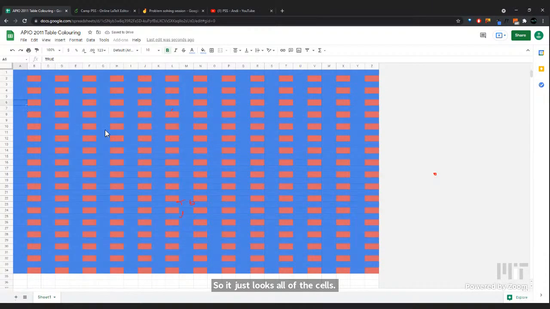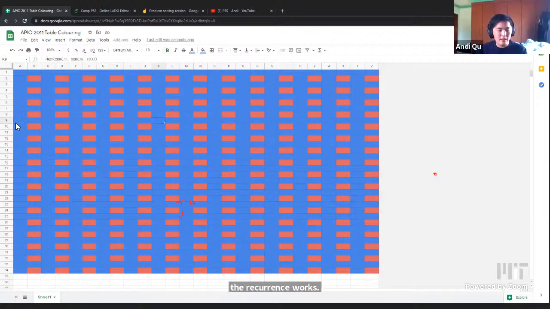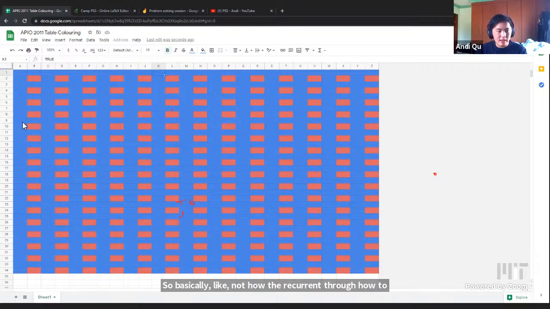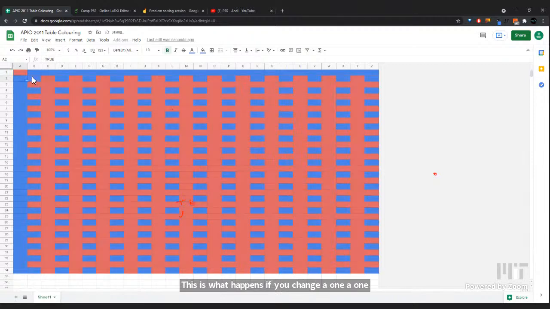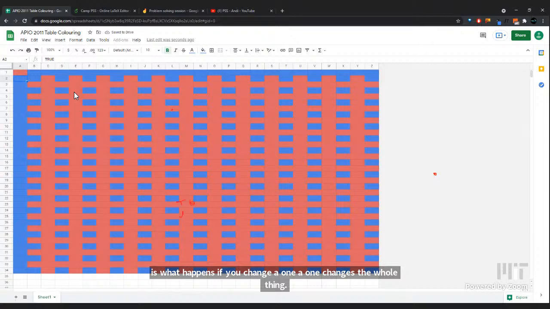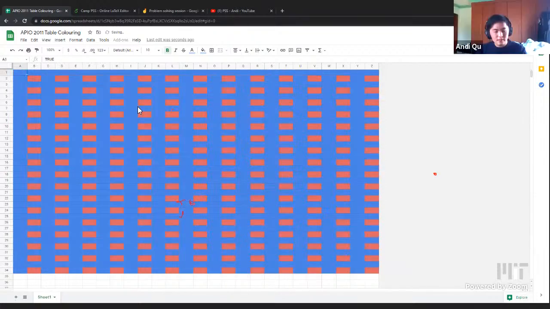And after that, you can see how this cell, let's say K9, only depends on K1, A9, and A1, and also its row and column count. Because see what happens if you change A1? A1 changes the whole thing. It flips the whole thing. Oh. Okay. So can I move on to a different problem?